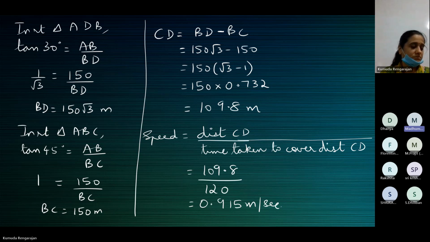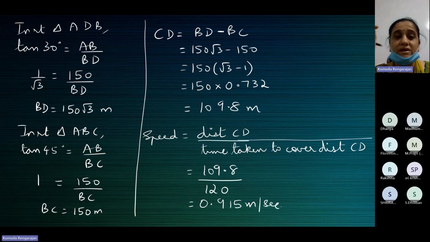Yes, ma'am. Okay, so when we find speed using the formula, it is distance divided by the time taken to cover that distance. Whatever distance you take, divided by the time taken to cover that distance.